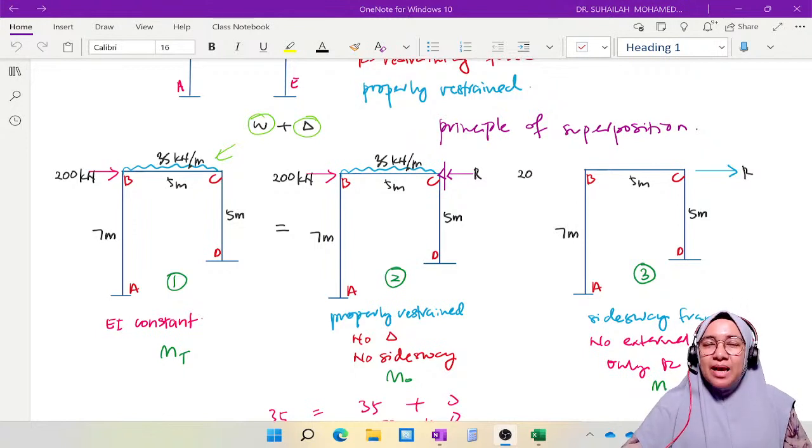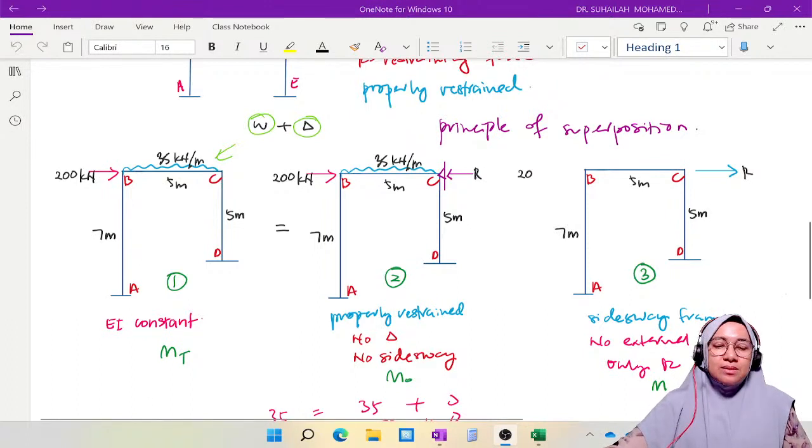Okay, we will analyze fixed end moment using external loading in one table, that is table number 1, and we will analyze the side sway frame using another table, which means table number 2. This actually will fulfill the principle of superposition. So in the diagram, we can see that I have labeled number 1, number 2, number 3.